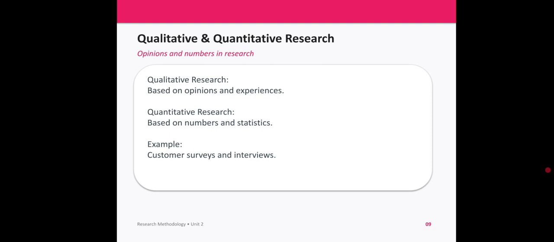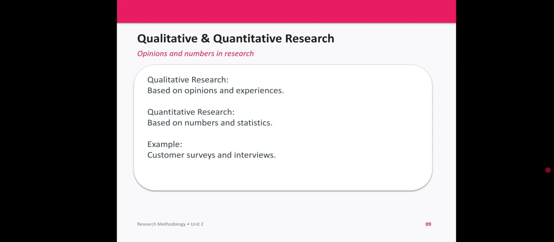Next type we have quantitative research. Quantitative research is based on numbers, percentage and statistics. For example, a survey showing the customer percentage. Researchers use graphs, charts and statistical tools in quantitative research.